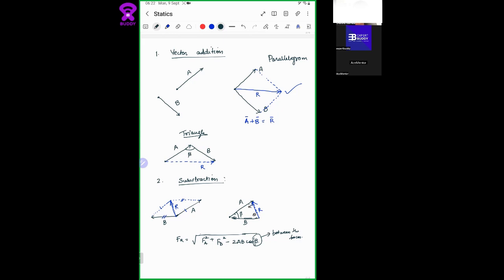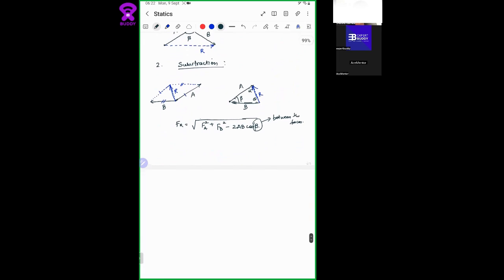So even if the notations are different, don't worry. You have to remember that the angle has to be between the forces. That's why I have written this statement very clearly. Notations may be different in different textbooks. This law is basically known as the cosine law.